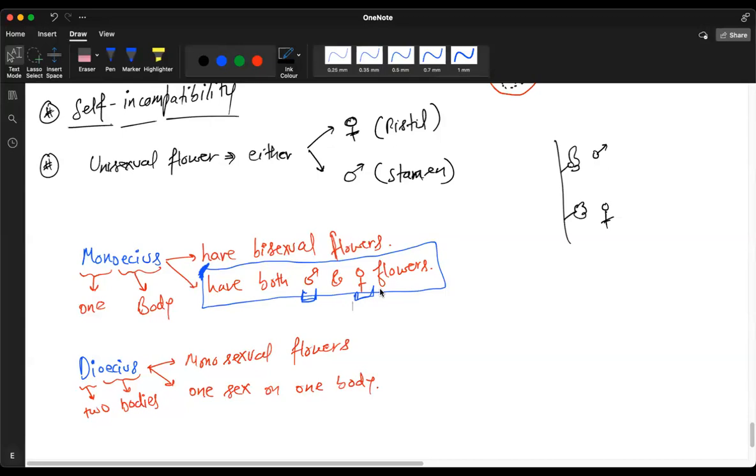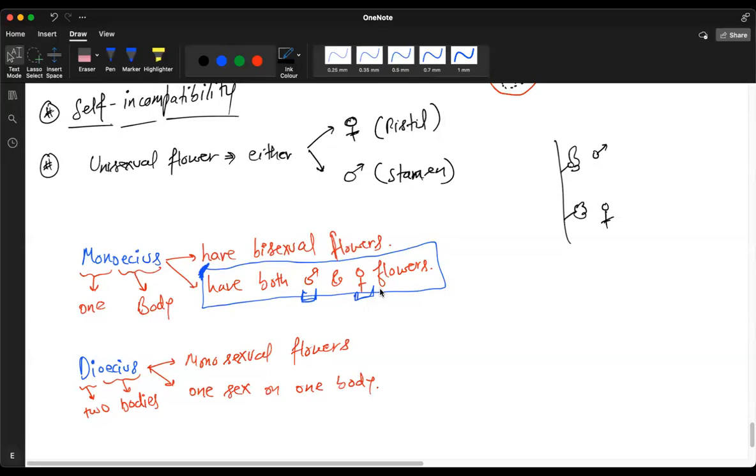It is not possible, because the moment you say bisexual flower, you don't need another body, because both the sexes are present in the same flower, and any plant that has that flower has both the sexes, so the body automatically becomes monoecious. So you cannot have a dioecious species which produces a bisexual flower, but you can have a monoecious species that produces monosexual flowers. Write it down. This is how they trick you.